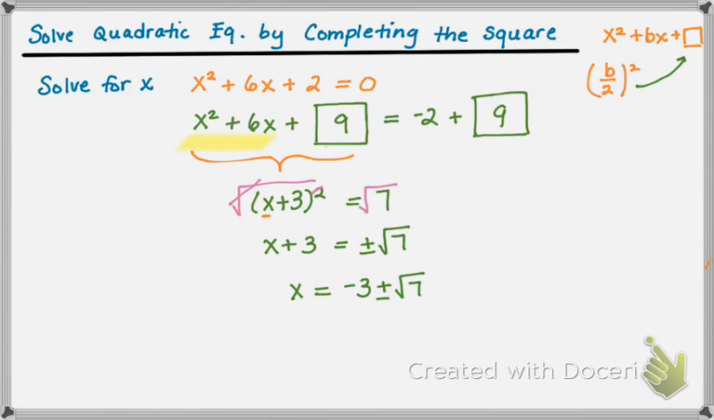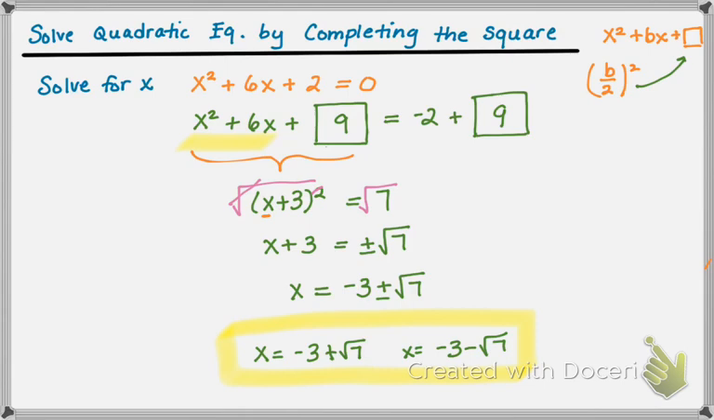Okay, and so if you were to estimate what x is, you would type into a calculator negative 3 plus the square root of 7. That's one answer. And negative 3 minus the square root of 7, that's another answer. So you have two answers.